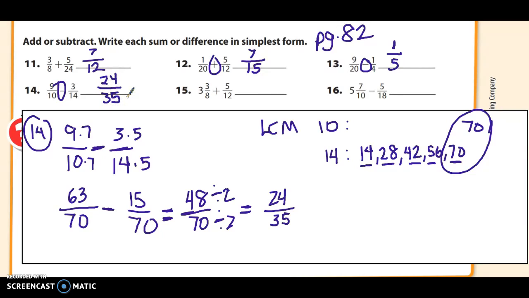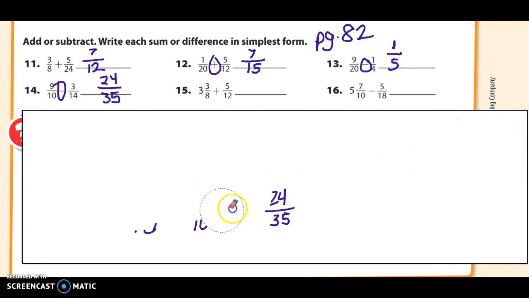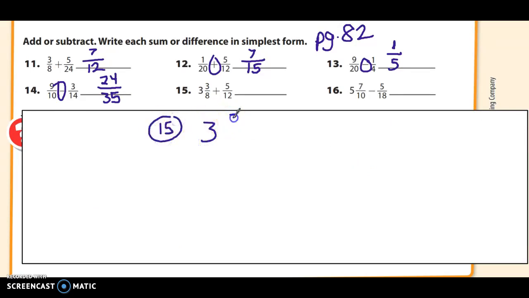All right, we are on number 15. Got 2 more to do, plus a word problem at the bottom, and then we'll be done. So good job on this page. Number 15. It's 3 3/8 plus 5 12ths. And do you remember that we can just ignore that 3 for now?